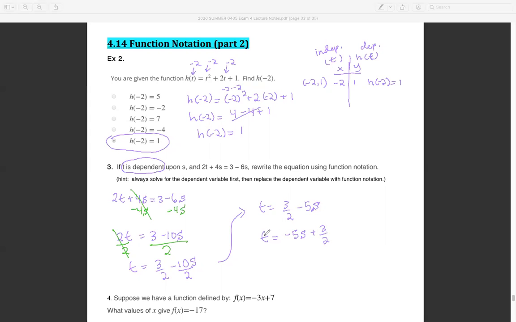Now that we have the dependent variable solved for, we can replace it with function notation. So we'll just call this f of s. So your independent variable goes inside the parentheses, because that is your x variable. That's your independent variable. And we are done with this problem. So f of s equals negative 5s plus 3/2. That's my funny looking s up there. All right, let's look at the last problem.